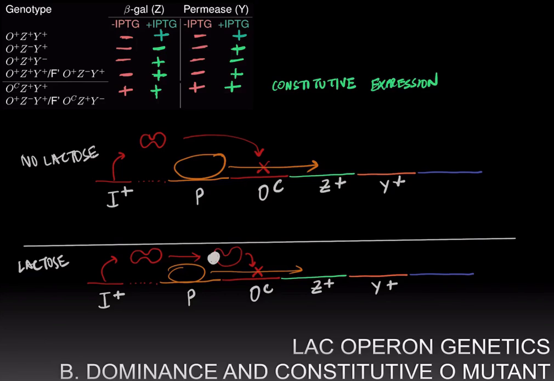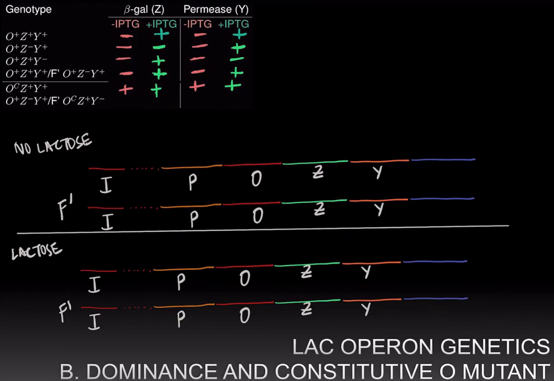So this model that the OC mutant has a DNA sequence so that the repressor can't recognize it or bind to it leads to the prediction of constitutive expression, and that's how Jacob and Monod inferred or deduced that the repressor must be binding to the operator site.